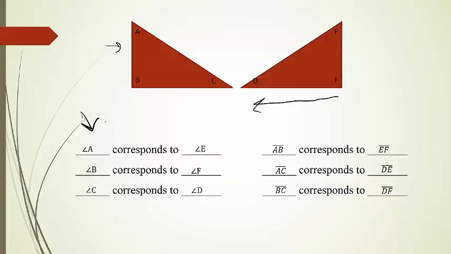Now, I want to point out, these are all corresponding pieces. Unless I tell you that those two triangles are the exact same size, you can't just assume that all these pieces are congruent to one another. I don't have enough information in the picture for you to say, oh, well, angle A and angle E have to be the same. Just because they line up on top of each other does not mean they're the same.